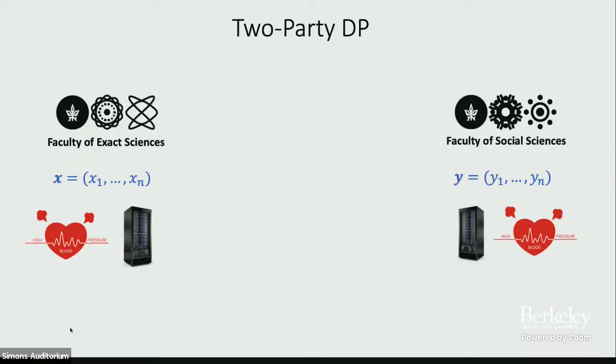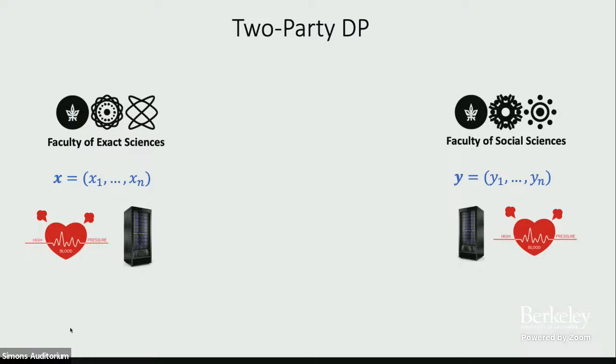So for example, if Tel Aviv University still wants to do this survey of knowing how many students suffer from high blood pressure, but now each faculty wants to collect the data on its own students separately. So the faculty of exact science has this vector of all the students in the exact science faculty that suffer from high blood pressure, and we have the faculty of social sciences that has a vector for the students of the social sciences faculty.